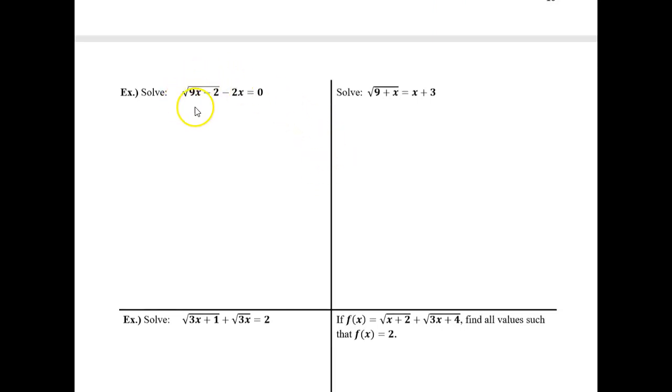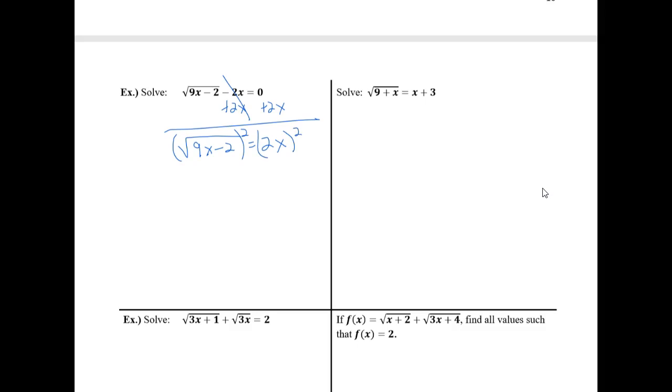Next example, I have the square root of 9x minus 2, minus 2x, equaling 0. First step, isolate that radical. So I'm going to start by adding 2x to both sides of the equation. That's gone. Now we have the radical alone: the square root of 9x minus 2 equals 2x. Now I want to undo the square root. So I've isolated it, now I can undo it. I need to square both sides of my equation.